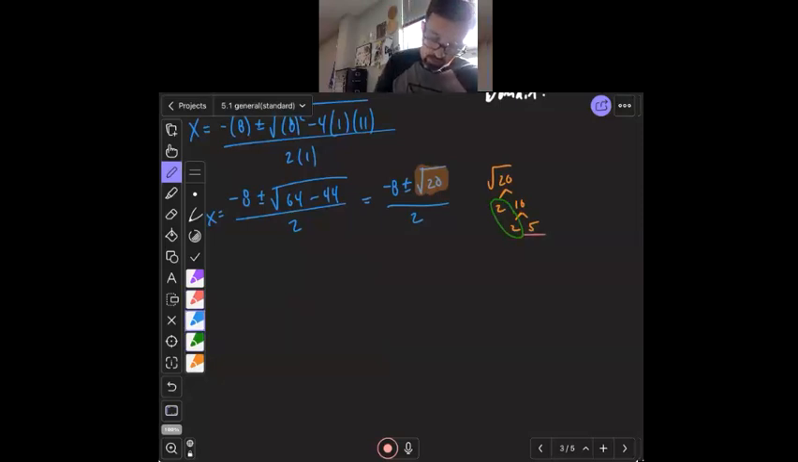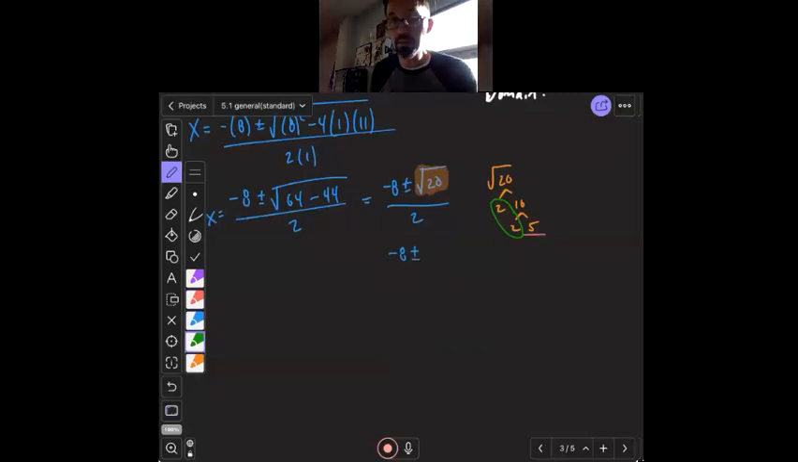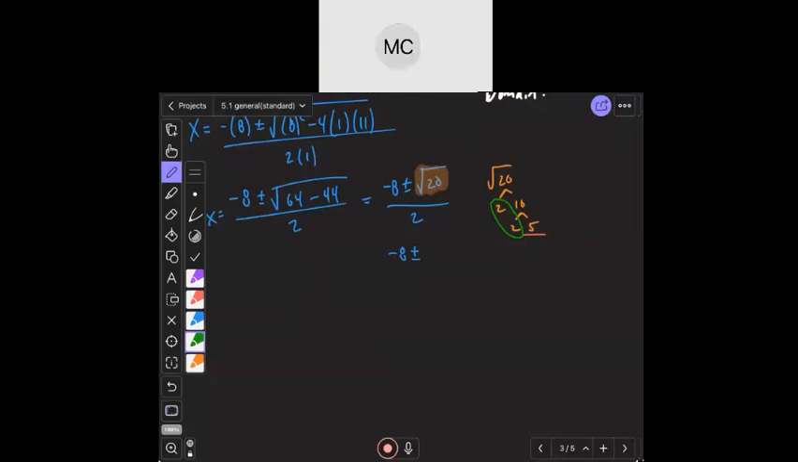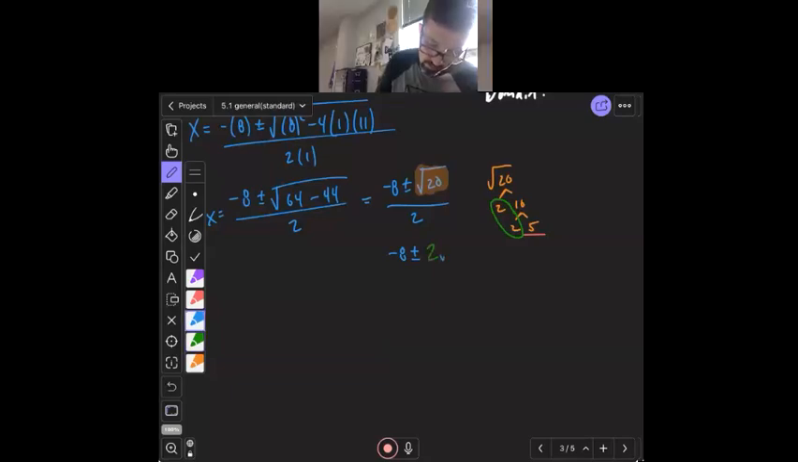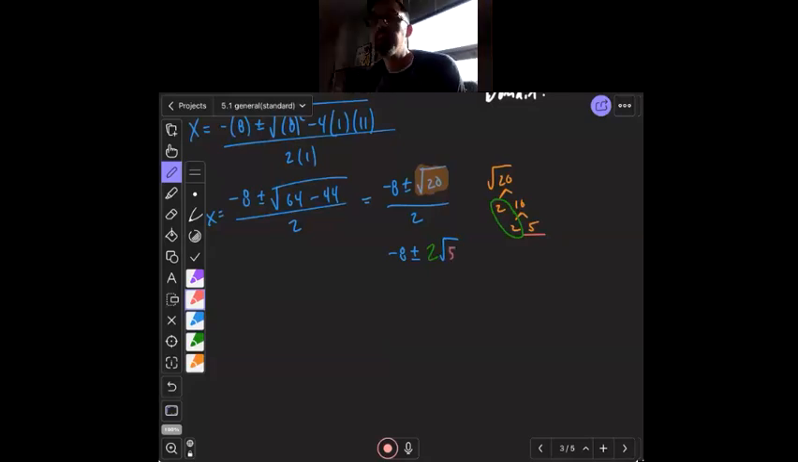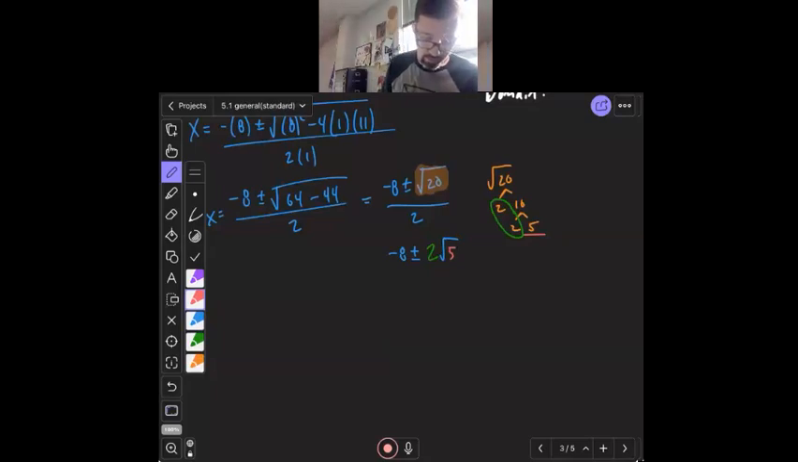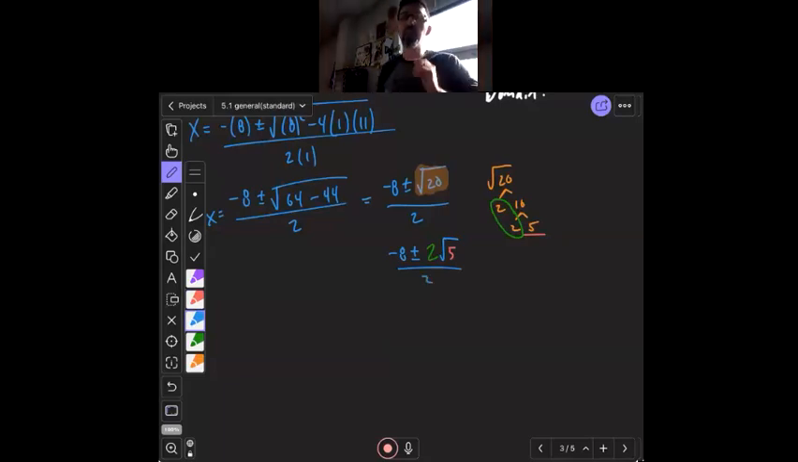Okay. So negative 8 plus or minus. If you've got a buddy, where do you get to go? You gotta go outside. You go outside. If you're lonely, where do you go? Inside. You stay inside. Yeah. Pair of 2's goes out. Lonely 5 stays in. 2 times the square root of 5 is equal to the square root of 20. Okay, we've simplified it. We've reduced it.